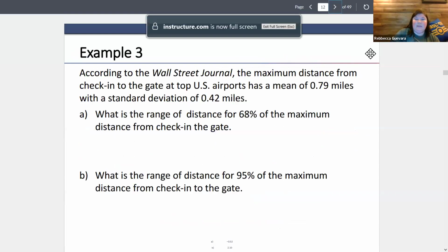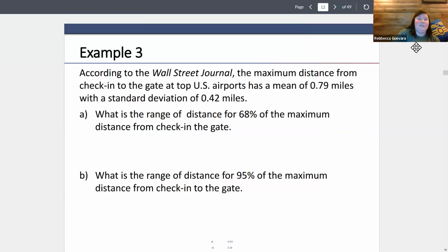So just one quick example of what we would do in a situation like this. According to the Wall Street Journal, the maximum distance from the check-in to the gate at top U.S. airports has a mean of 0.79 miles with a standard deviation of 0.42 miles. We want to know, what is the range of distance for 68% of maximum distances from check-in to gate? If you remember, 68% is the range that's 1 standard deviation away.